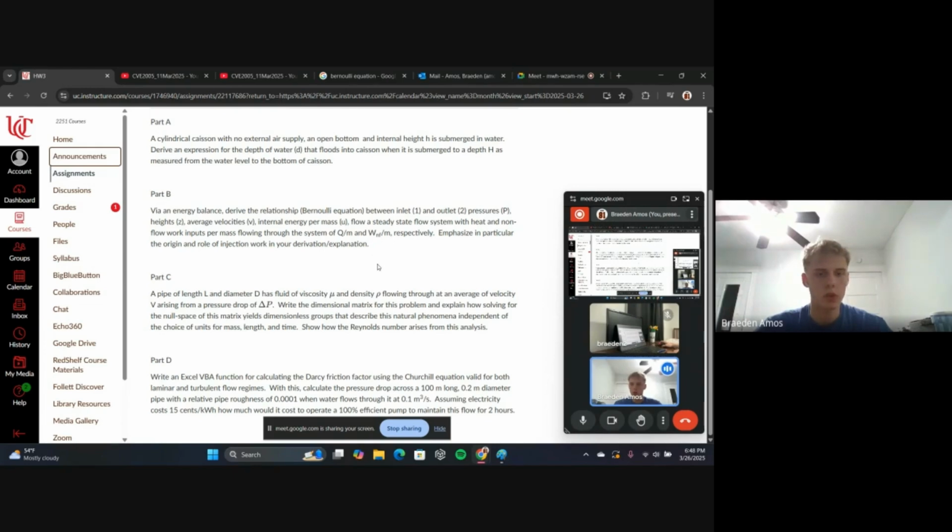Okay, this is homework 3, part C. A pipe of length L and diameter D has fluid of viscosity mu and density rho flowing through at an average velocity of V arising from a pressure drop of delta P. Write the dimensional matrix for this problem and explain how solving for the null space of this matrix yields dimensionless groups that describe this natural phenomena independent of the choice of units for mass, length, and time. Show how the Reynolds number arises from this analysis.